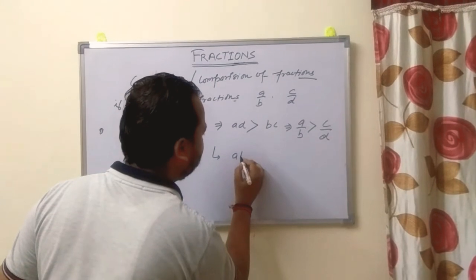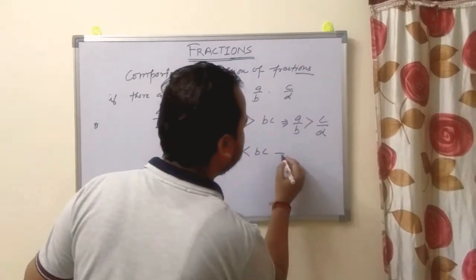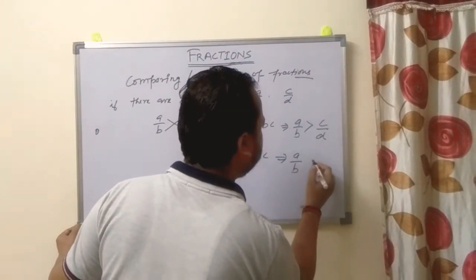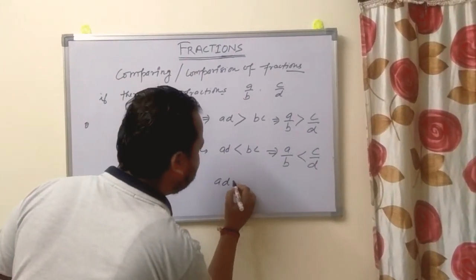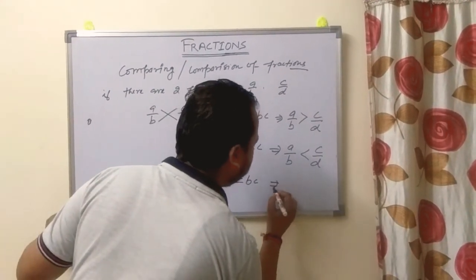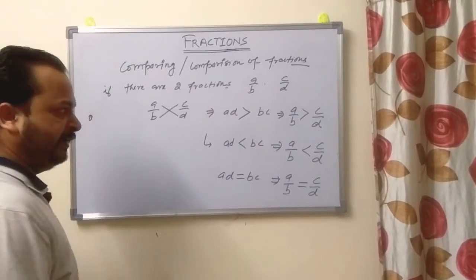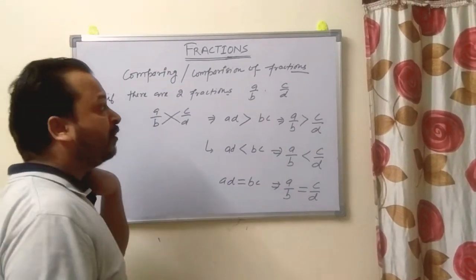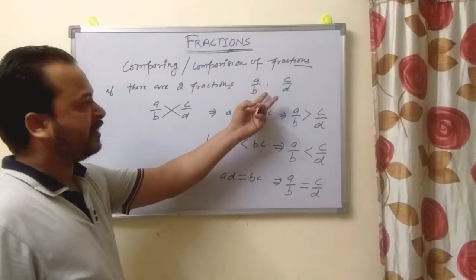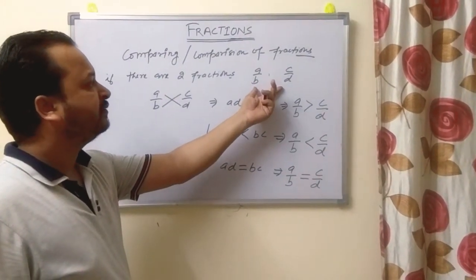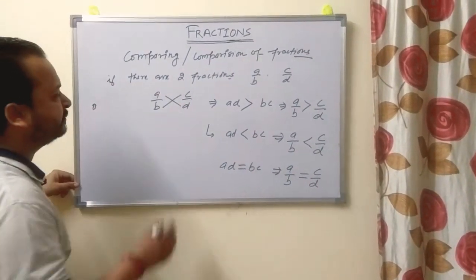In the next part, if AD is less than BC, or BC is greater than AD, it means A by B is less than C by D. Or if AD equals BC, it means A by B equals C by D, right? So I'm giving you the task: assume two fractions and apply this property and send me the solution for this, right?